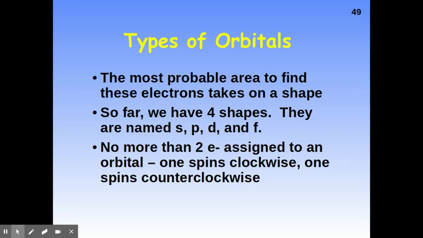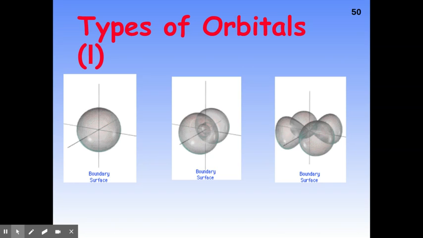No more than 2 electrons are assigned to an orbital, and if they're in the same orbital, those 2 have to have opposite spins. So we'll call it counterclockwise and clockwise. You may say spin up or spin down.